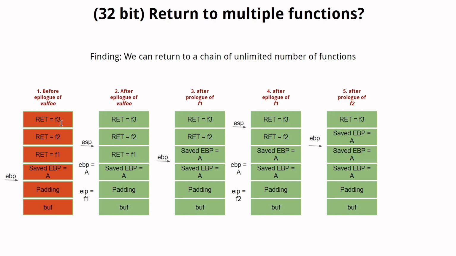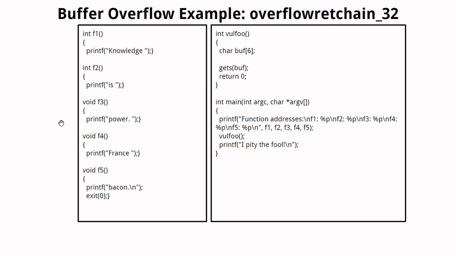After we return to F1, F1 executes. When F1 finishes executing, F1 returns to F2. F2 executes. When it finishes, it returns to F3. So we can actually chain different functions together. This is an example, overflow return chain.